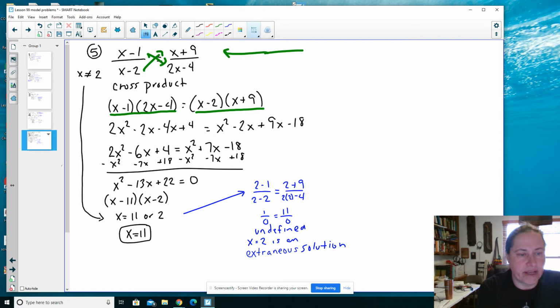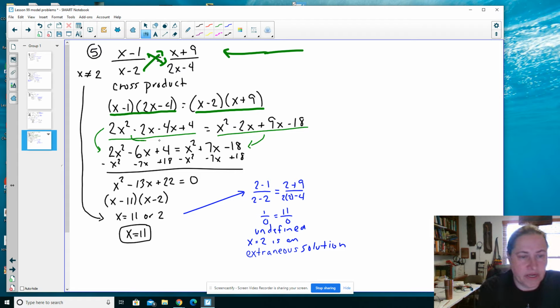So I'm going to FOIL these out. I end up with 2x squared minus 2x minus 4x plus 4. And then, of course, I'm going to simplify that in just a second. And on the second one, I'm going to FOIL x squared minus 2x plus 9x minus 18. And again, I'm going to simplify in that next step.